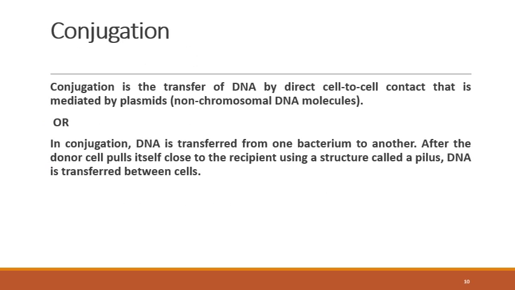Conjugative plasmids encode an extremely efficient mechanism that mediates their own transfer from a donor cell to a recipient cell. The process takes place in one direction since only the donor cells contain the conjugative plasmid. Conjugation is the transfer of DNA by direct cell-to-cell contact, mediated by plasmids, which are non-chromosomal DNA molecules. DNA is transferred from one bacterium to another after the donor cell puts itself close to the recipient using a structure called a pilus. DNA is transferred between cells by this structure known as the pilus.